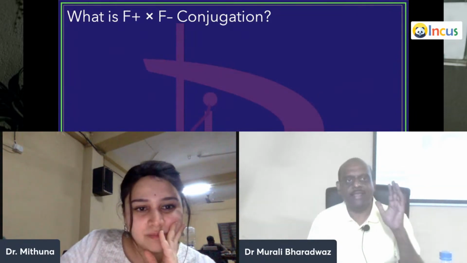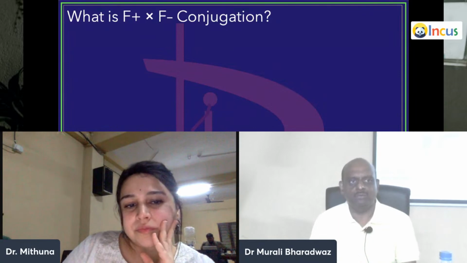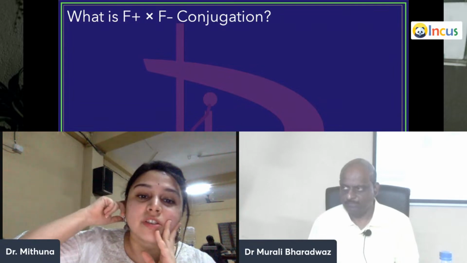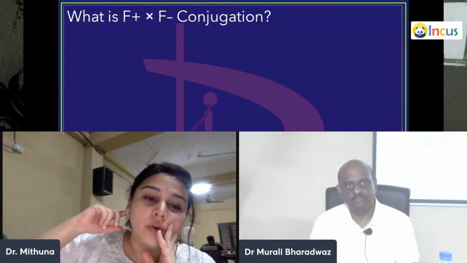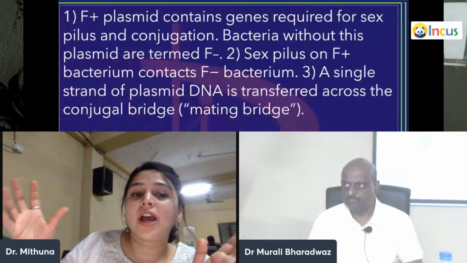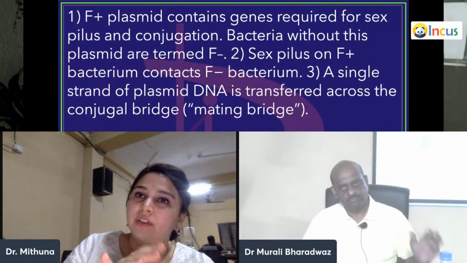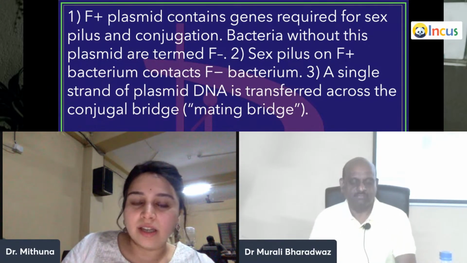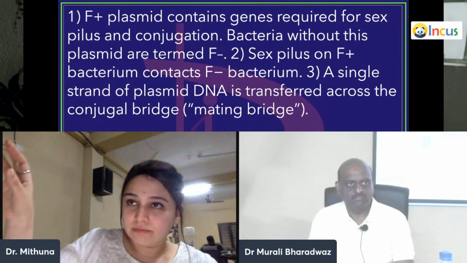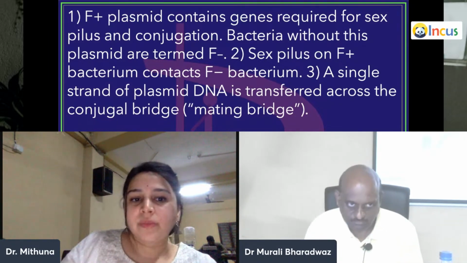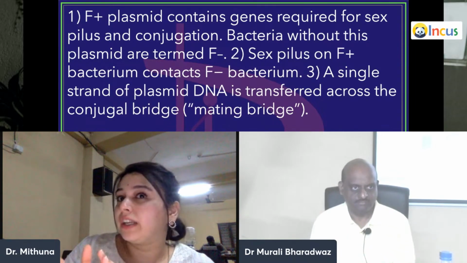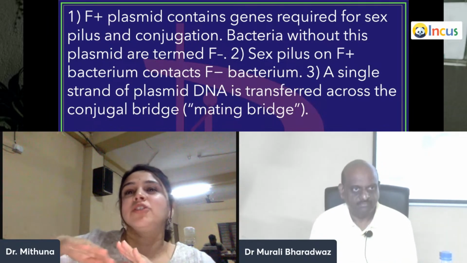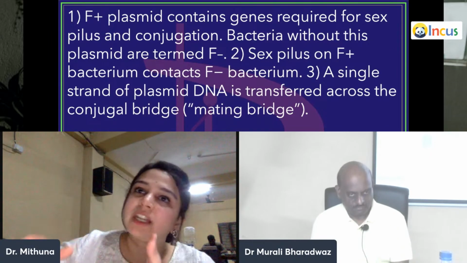What is F positive, F negative conjugation? Before, we spoke about the pilus, which is responsible for conjugation. Whoever has the plasmid which has this sex pilus is F positive. Which doesn't have this pilus is F negative. The sex pilus of the F plus bacteria gets in contact with the F minus, and a single strand of plasmid DNA, not chromosomal DNA, is transferred across this bridge, which is called a conjugal bridge, or also a mating bridge.